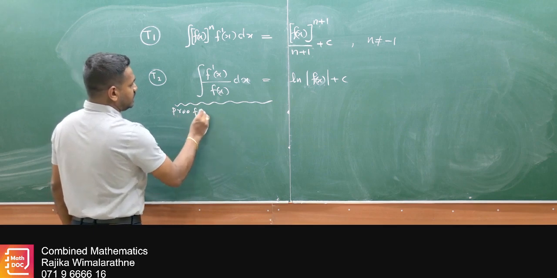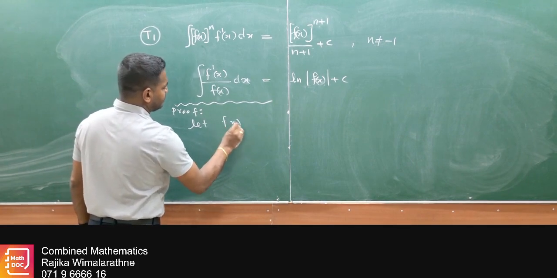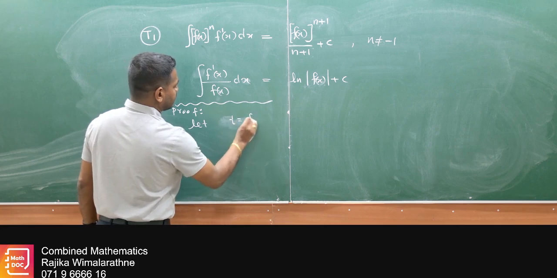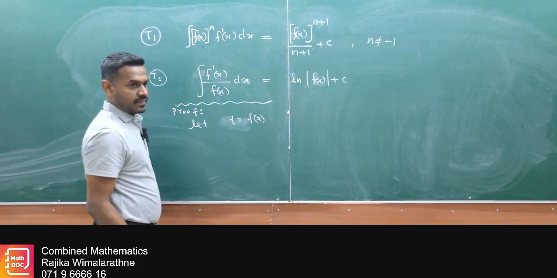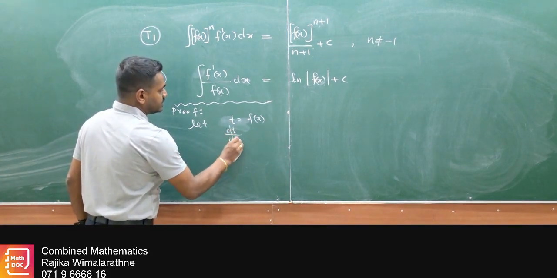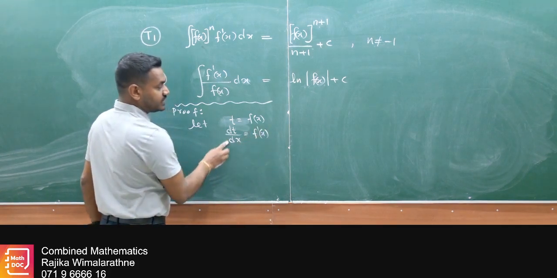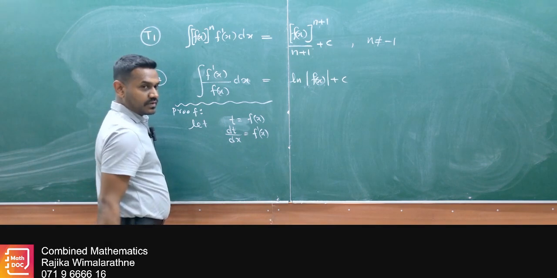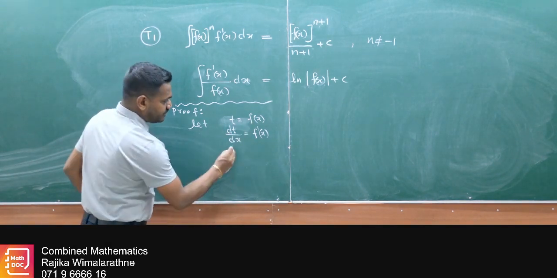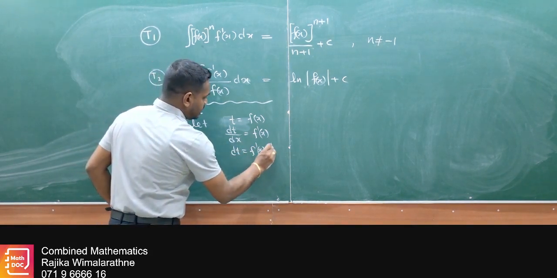So let this substitution, let f(x) equal t. Let t equal f(x). Take this substitution. Now you differentiate. We call dt by dx f dash x. This is not division, but it has division property. Not for all, but we can multiply. Then dt equals f dash x times dx.